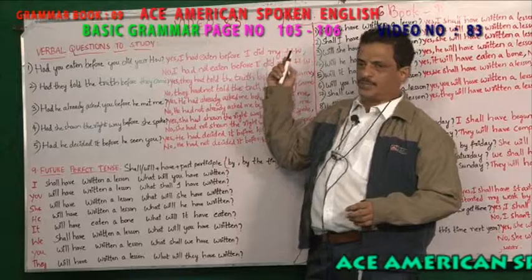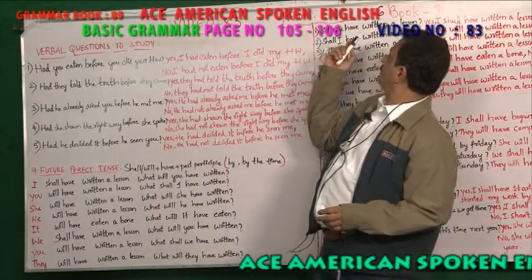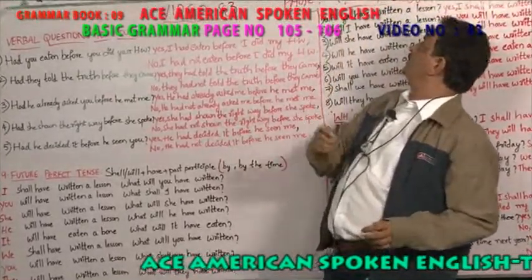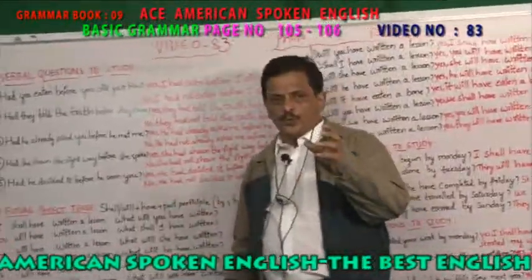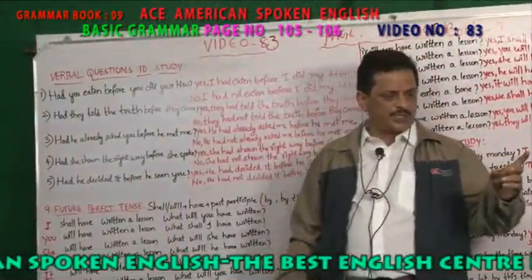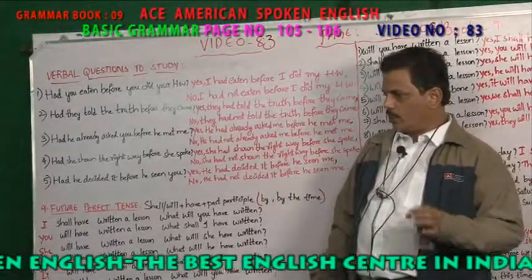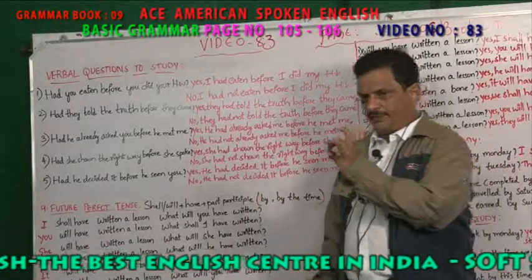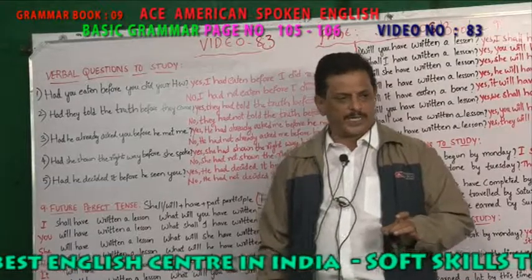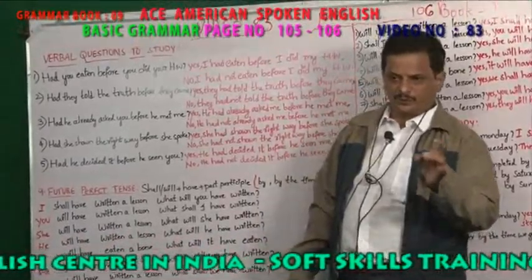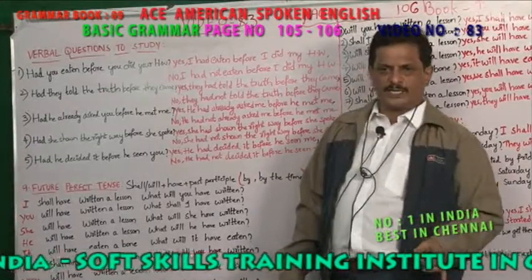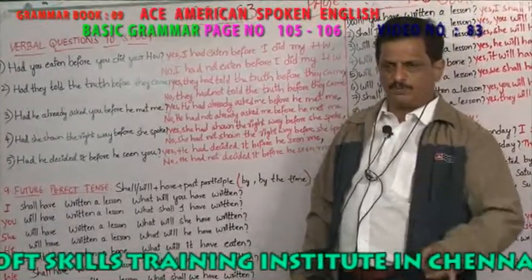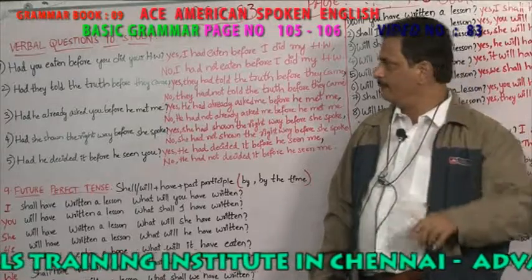Take your book and open exercise number 83, page number 106. Dear folks, verbal questions. What are verbal questions? They are yes or no questions. What are informative questions? You have to use what, when, which, where, why and how, whose, whom, which. So, dear friends, when you ask in present tense, you reply in present. When you ask in past, you reply in past. Future, you reply in future.